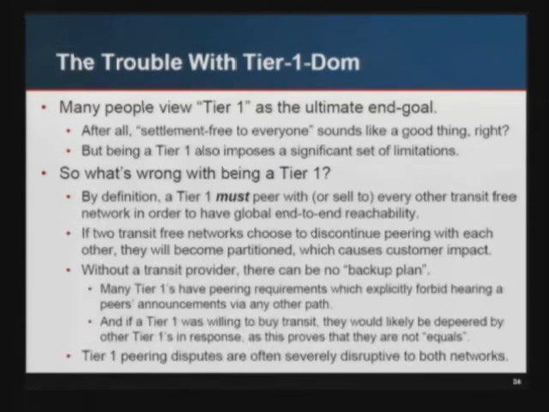And there's a lot of Tier 1s that have peering requirements that explicitly forbid hearing the announcement from other paths. But even if a Tier 1 was willing to go out and buy transit, at that point they would probably be de-peered by the other Tier 1s, because they're proving that they're no longer equals. They're no longer able to stand on their own. So you end up with these little disputes and fights amongst Tier 1s back and forth, and they're severely disruptive. So it's not always sunshine and lollipops.